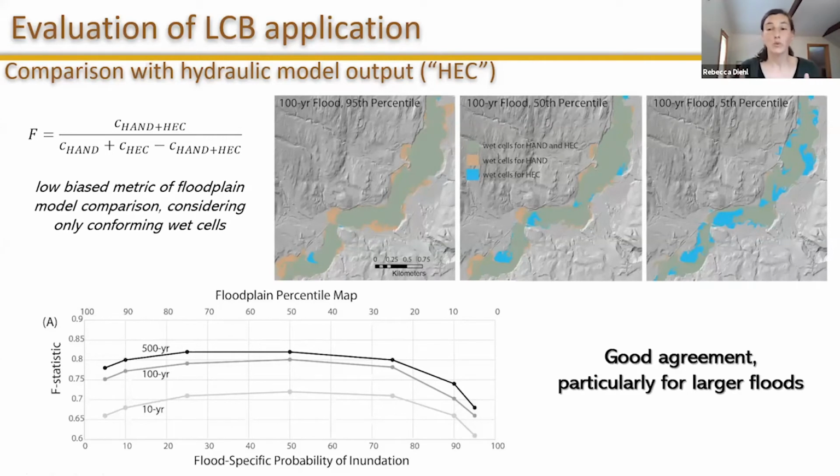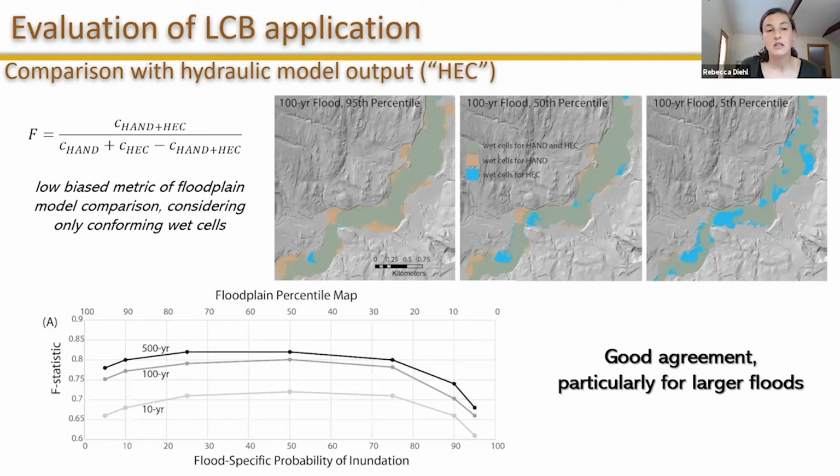A value of 1 would mean our HAND model is in complete agreement with the HEC model. The idea here, again, is that this HEC model is a somewhat more robust way of identifying inundation extents, and so we're just looking to evaluate the two. What we found generally is pretty good agreement between them. On average, we found an F statistic value of 0.72.